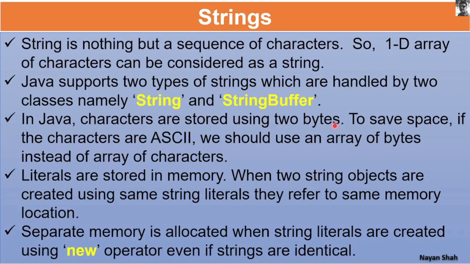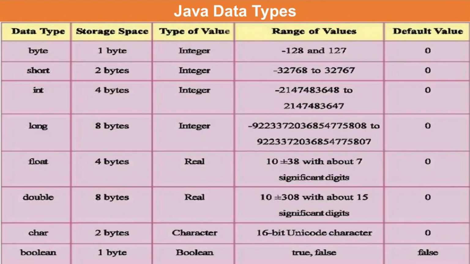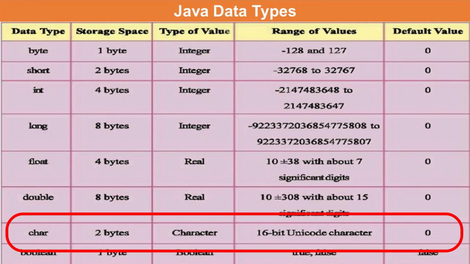Again, remember chapter 7 where we discussed data types, and if you remember, there was a table with all the details of the 8 primitive data types. In that there was one data type, and that was char. And if you remember, the Java char data type requires 2 bytes of memory because it stores characters using the Unicode character sequence.